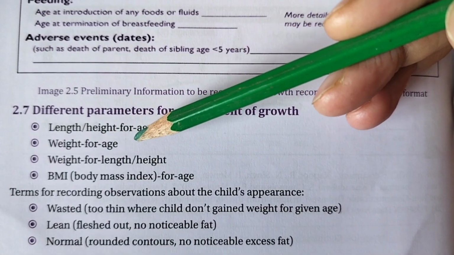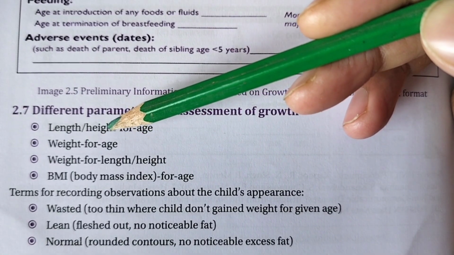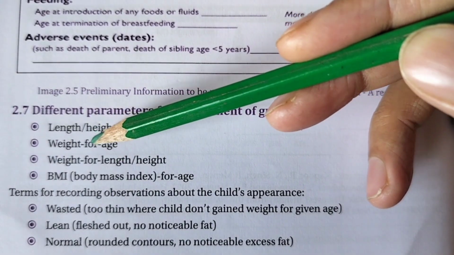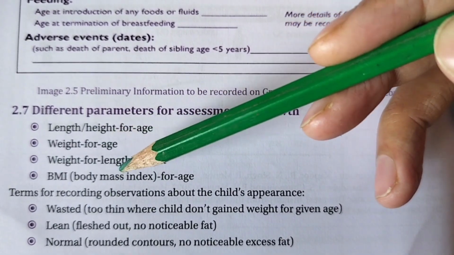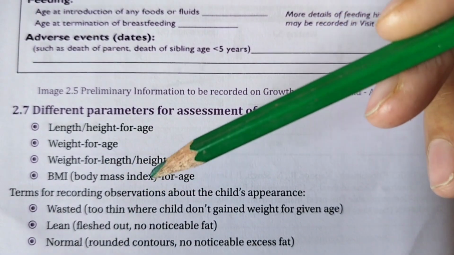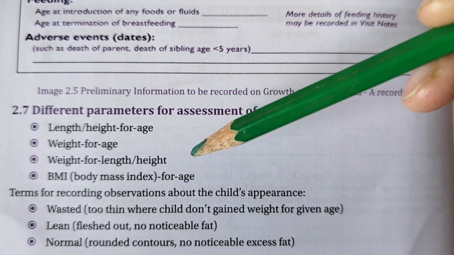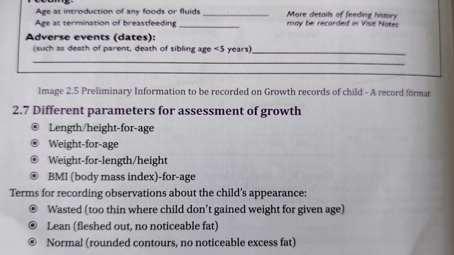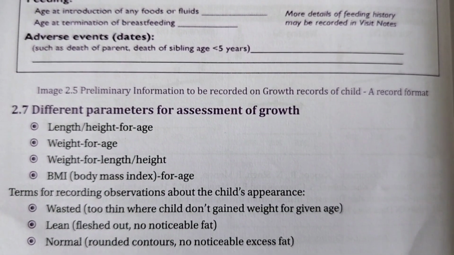Weight for age, meaning weight and age. For counting age, weight is important. Weight for length and height, weight, same thing. BMI, body mass index, is an important one. What is the BMI, or body mass index, of the baby? For the purpose of the age, it should be taken.